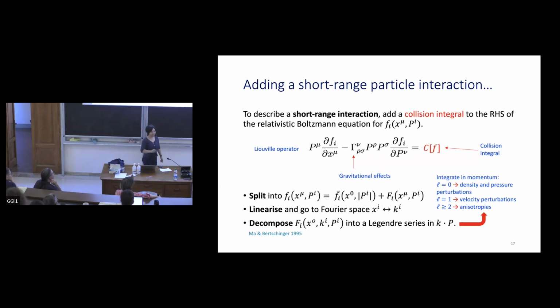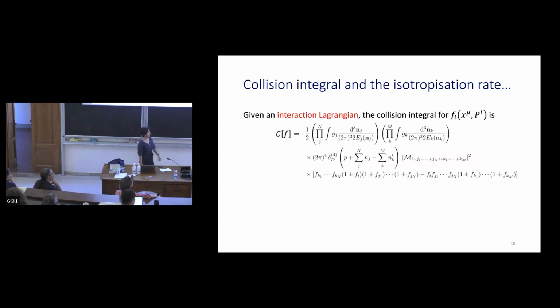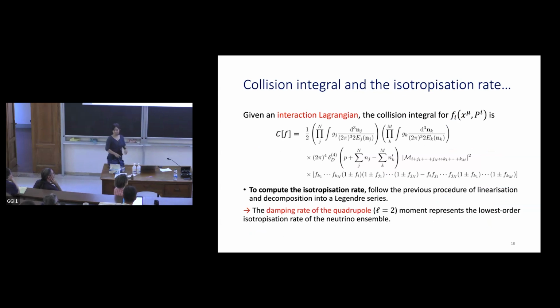Now, what makes it kind of horrible is the form of the collision integral. It looks something like this. You have your decay matrix element that you can put in here, and a whole lot of phase space integrals that you need to do. You can do it, just follow the recipe as outlined before. Once you expand out to the L equals 2 moment, the damping rate of the quadrupole would be the isotropization rate for our problem.